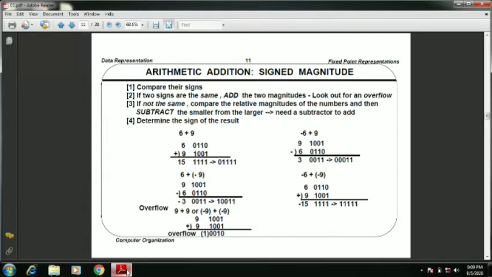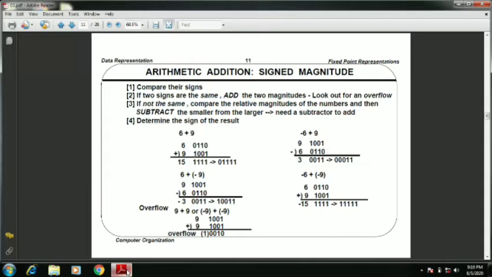If the two signs are the same, add the two magnitudes. Look out for an overflow. In third step, if the two signs are not the same, compare the relative magnitudes of the numbers and then subtract the smaller from the larger. So the larger number is on top, then the smaller number is at the bottom. You subtract it and get the result.